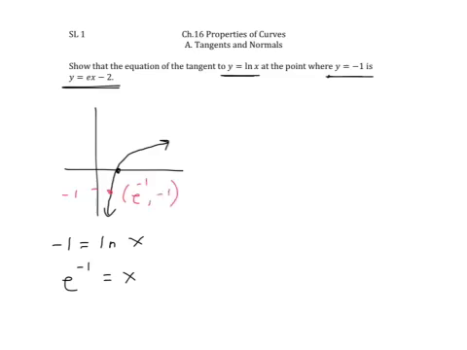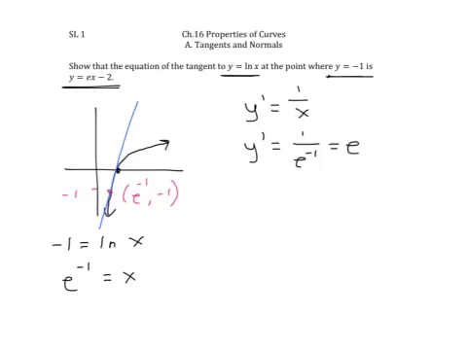We want to show that the equation of this tangent line passing through this point is ex minus 2. So first let's take the derivative of y so we can find the slope at any given point. The derivative of ln of x is 1 over x. When x is equal to e to the -1, 1 over e to the -1 is the same thing as e, right?